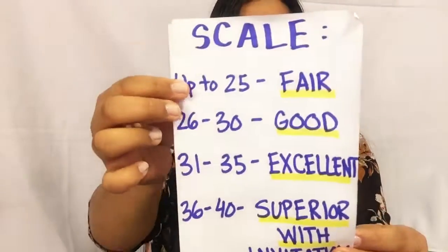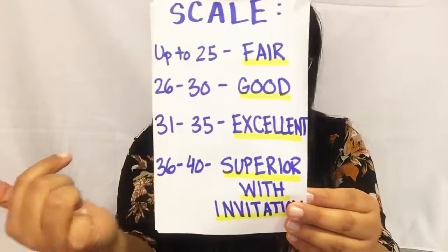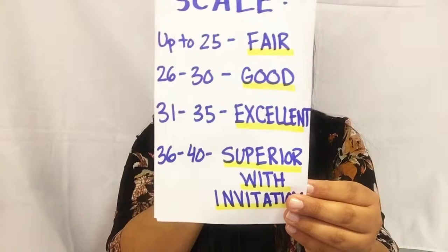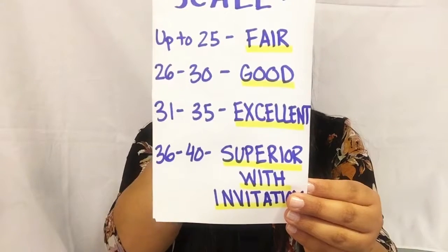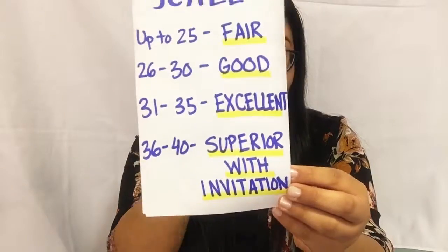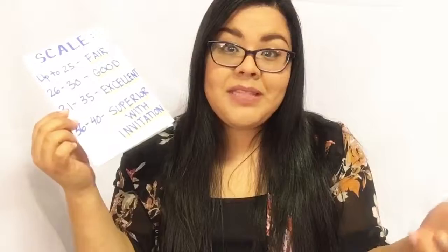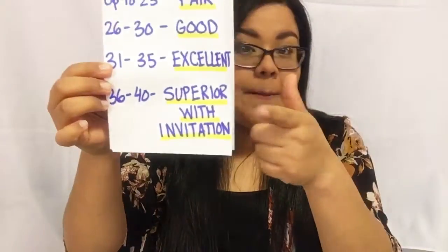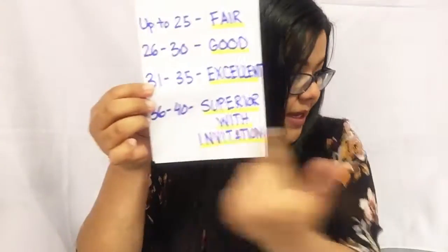And then depending on what they get, the grading scale is as follows. So if a student receives up to 25 points, it's a fair grade. 26 to 30 is a good, 31 to 35 is excellent, and 36 to 40 is what we call a superior with invitation, which qualifies them to go to the national level of fine arts, which this year will take place in Anaheim, California. So yeah, that's the biggest that they could get.